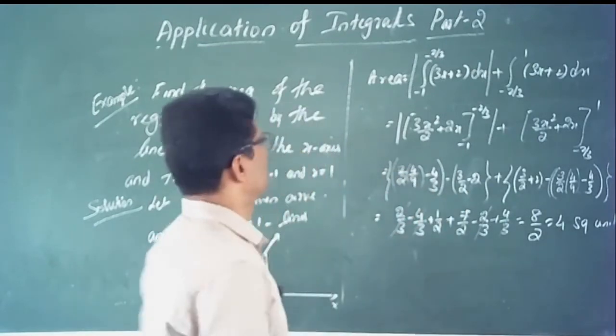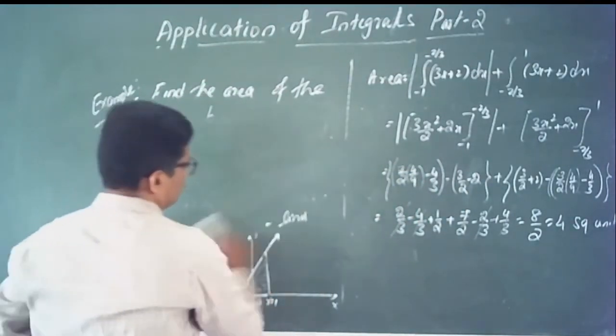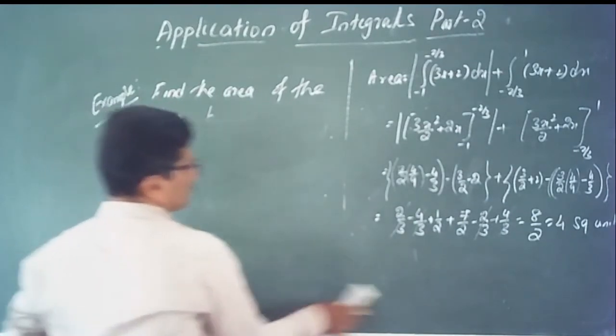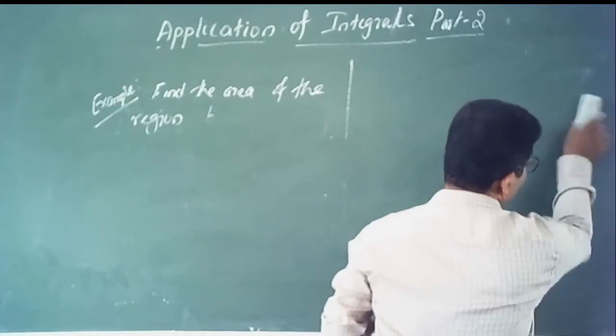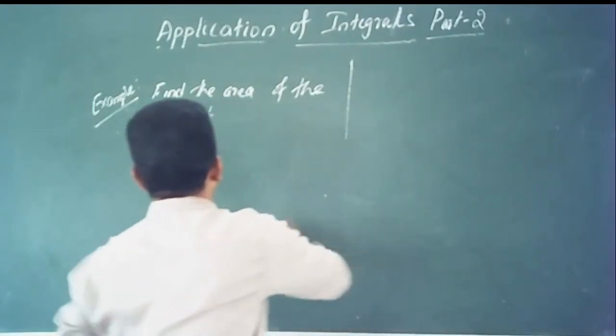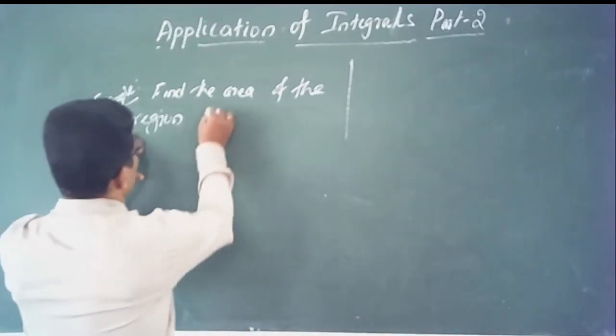The next examples, the similar type problems. Find the area of the region. These are very simple problems, but the figure is very important. Here the diagram is very important. It's clear?